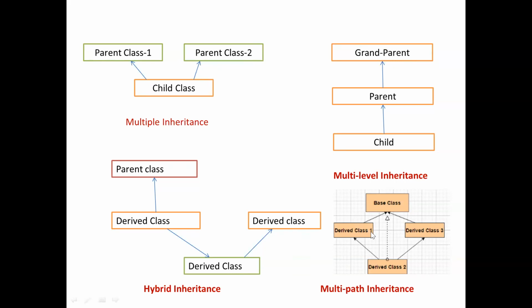And this is a new thing we have in C++, rather than in other object-oriented programming environments: multi-path inheritance. Here you can see this is your base class, and from that base class we have 2 child classes. At the next level, these 2 classes act as parents for this derived class. This child class gets the properties of these 2 parents, and the base class also exists in a direct path, a virtual path, between the base class and the child class. This kind of inheritance is said to be multi-path inheritance in C++.